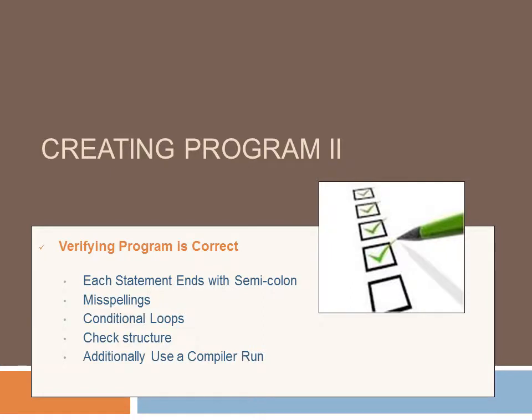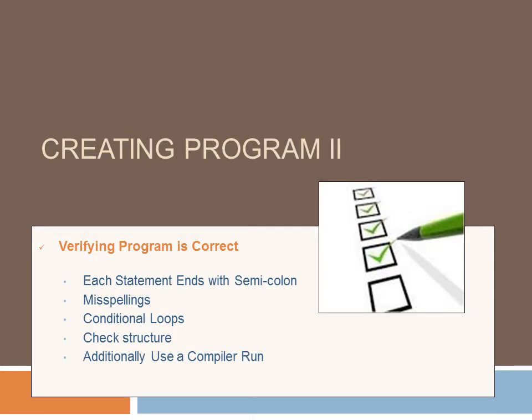So when you create a program and you want to verify that the program is correct and identify any errors, there are some steps that can be taken. For one, you want to make sure that each statement ends with a semicolon. Another thing to look out for is misspellings of the structure or actual programming information that's presented. Another thing is conditional loops, which should have one open and one closed bracket, as we previously discussed.